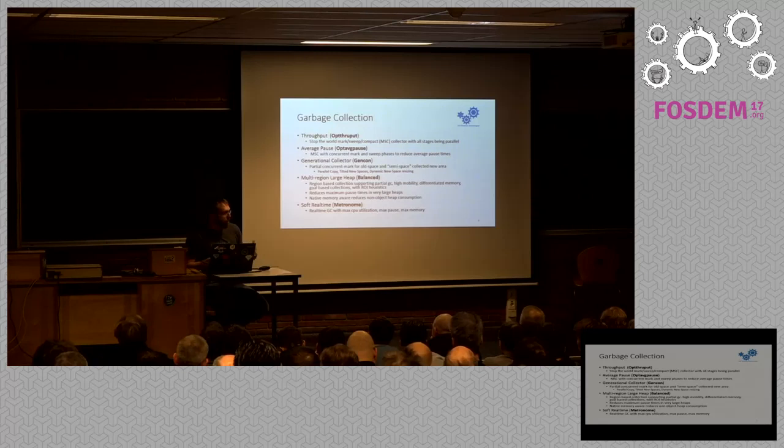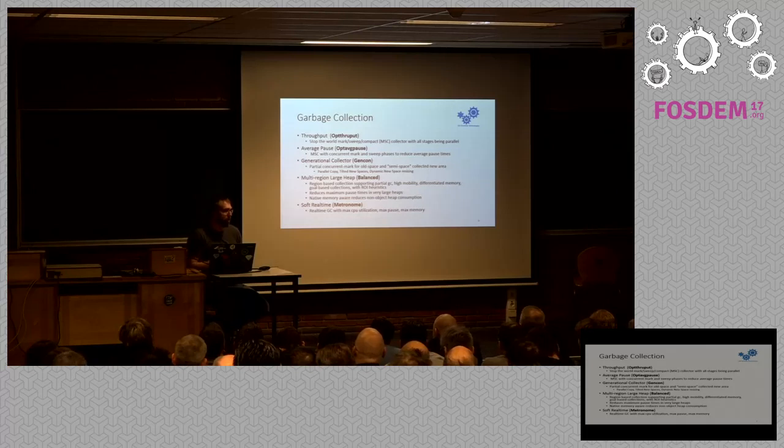Vanilla op throughput, which is basically just mark sweep compact, does all of its work in parallel, as you would expect from something that's running on big VMs, but simple, straightforward mark sweep. Op average pause has some concurrent collections for the globals, so a lot of the marking and sweeping can actually happen concurrently with your application. The generational collector GenCon, the con part is actually the concurrent collector from the op average pause, but then it does generational collection for the new area.